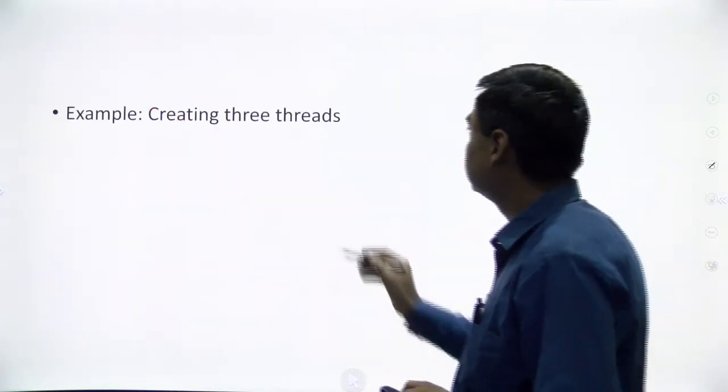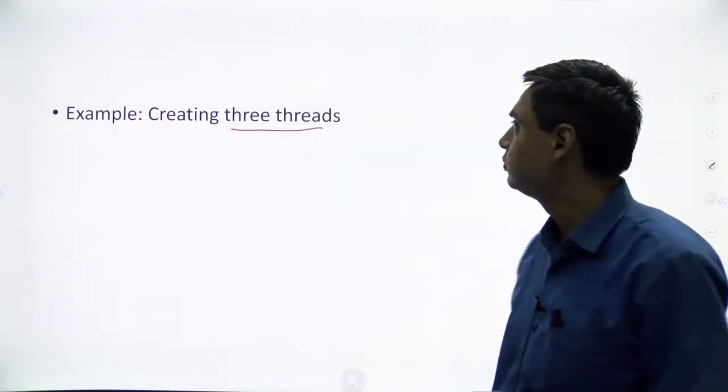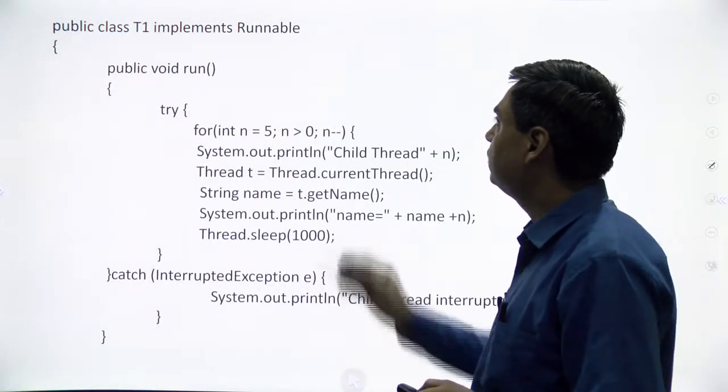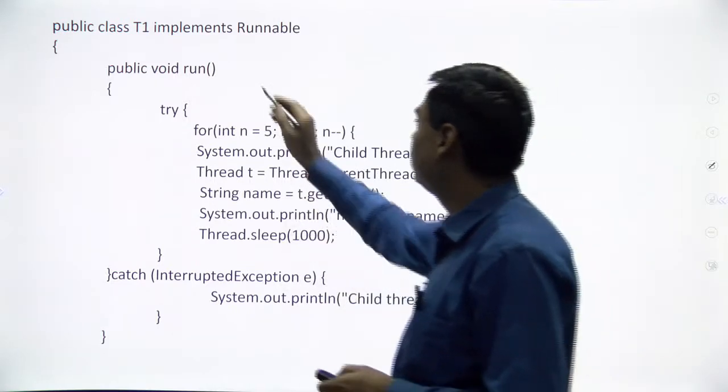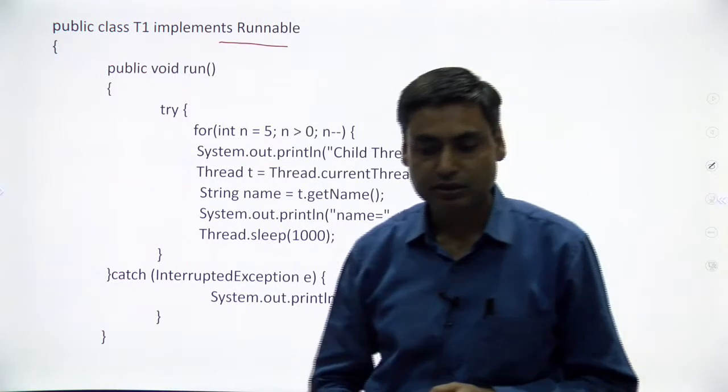Next I am going to discuss one more example, which is to create three threads. Suppose we have a class T1 with the help of implements Runnable.